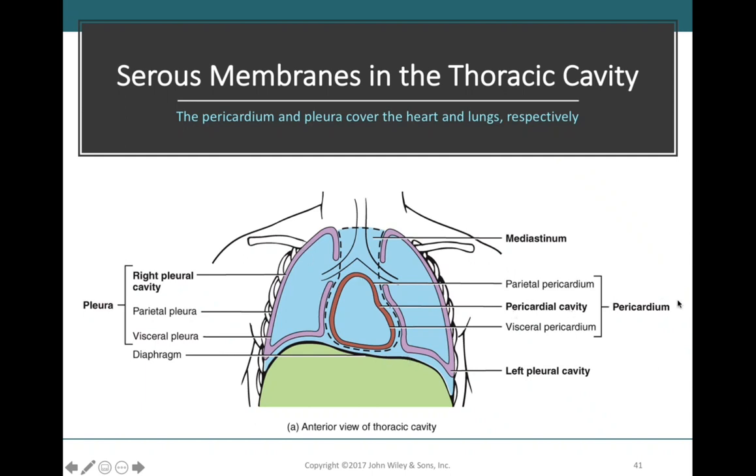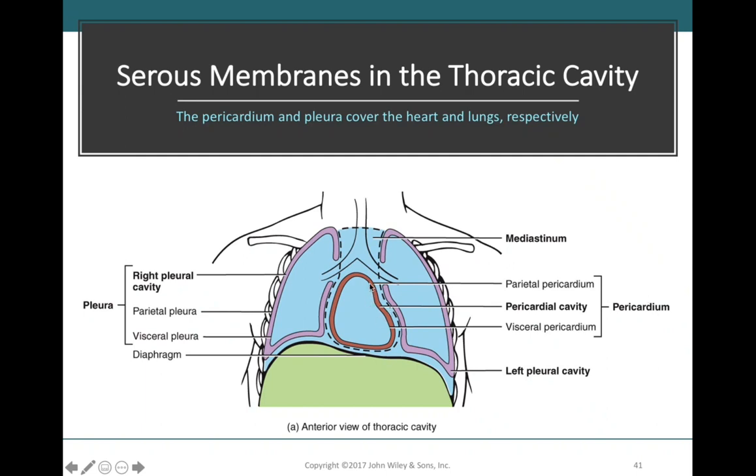Now, the pericardium is going to be the serous membrane that wraps around the heart. You can see this inner layer here is the visceral pericardium because it contacts the organ. And we have this outer layer, which is known as the parietal pericardium. So each of these different layers here is going to be a different part of the pericardium.